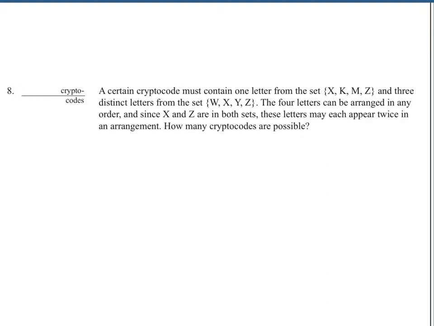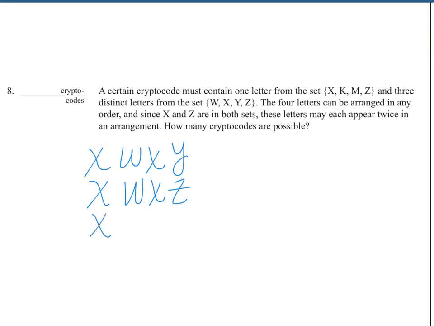All right, you may not like this, but I'm going to recommend the strategy of an organized list. So I would probably start out with saying, I can take an X from the first set, and from the next one, I have to pick three, so I'm excluding one. So I'm going to exclude Z first and go W, X, Y. The next time, I'll still start with X and exclude Y, so W, X, Z. Continue the pattern, exclude X: W, Y, Z. Then exclude W: X, Y, Z.